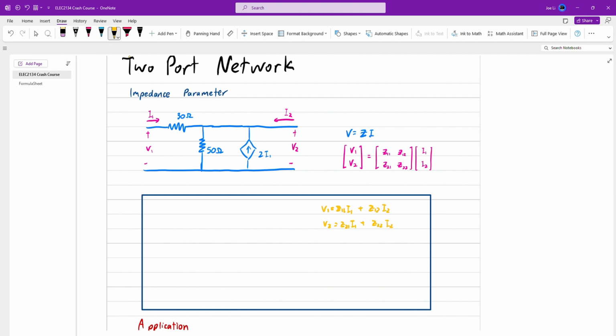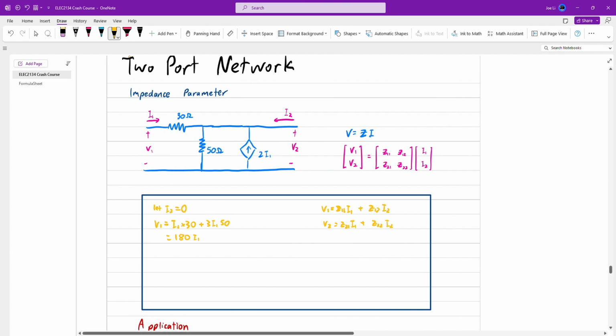Okay, so with these equations, first we let I1 equals 0 or I2 equals 0 so we can get rid of a term and calculate Z11 and Z12. First we let I2 equals 0, so no current there. So V1 is going to equal I1 times 30, plus this current times 50. This current is I1 plus 2I1 because I2 is 0, so this current is just going to be 3I1. So it's going to plus 3I1 times 50. So you will end up getting 180 times I1.